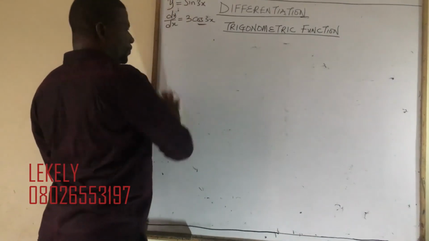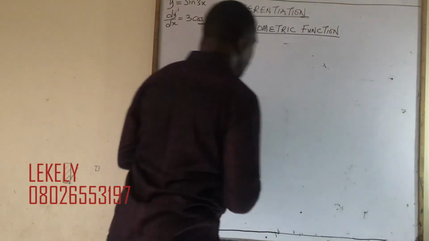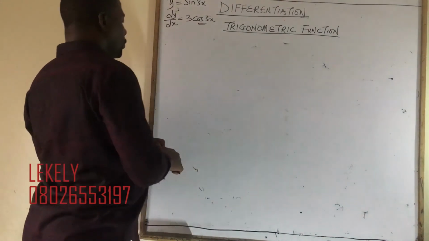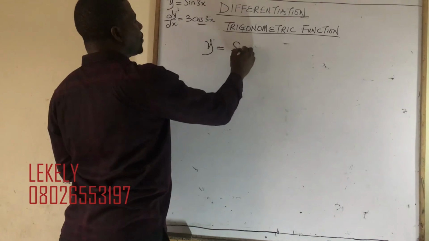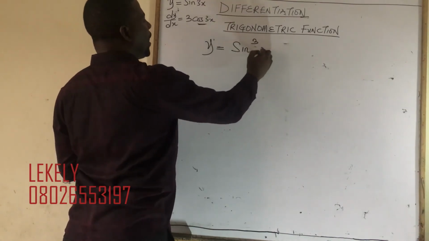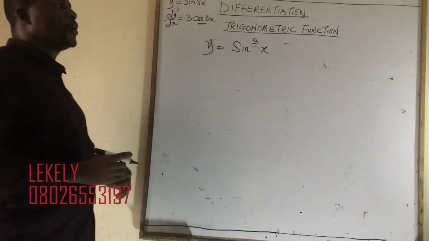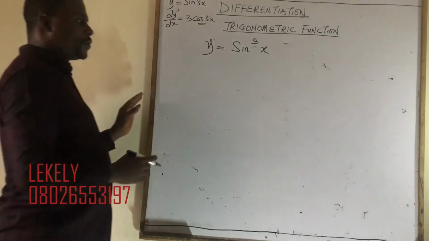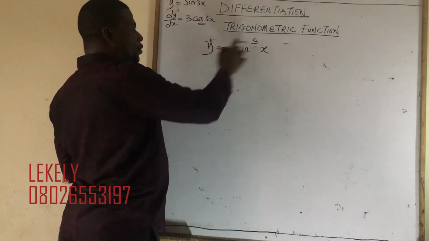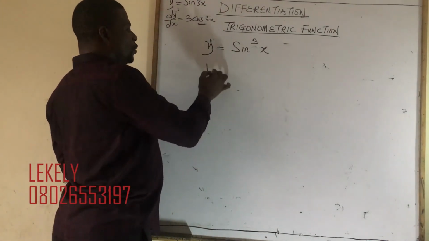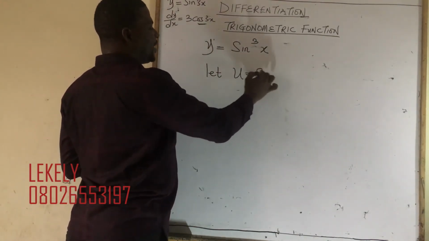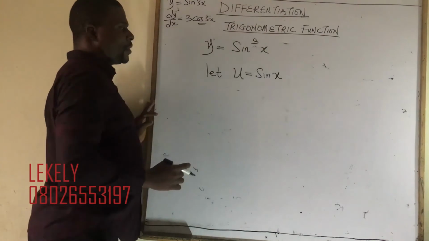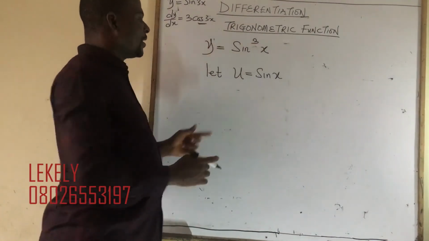Now let me solve one of the ones we have solved before with the long method. If you have this, for example, y equals sine x cubed. You see this one? We want to do this one with the long method. You want to differentiate this, so you say let u be equal to sine x. This one is different. You will pick the sine x.